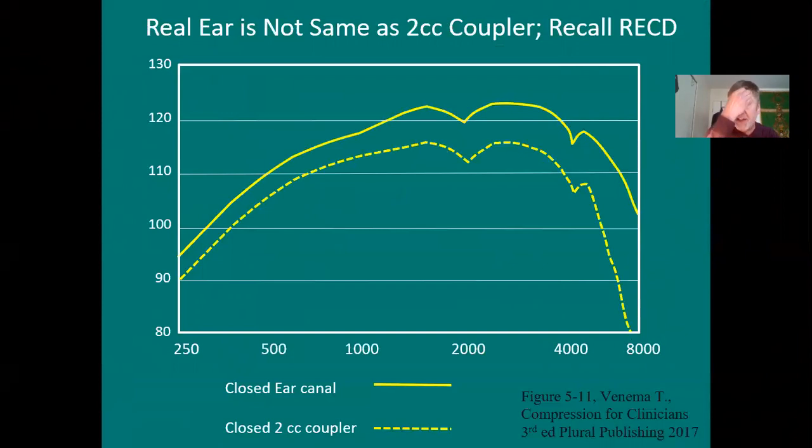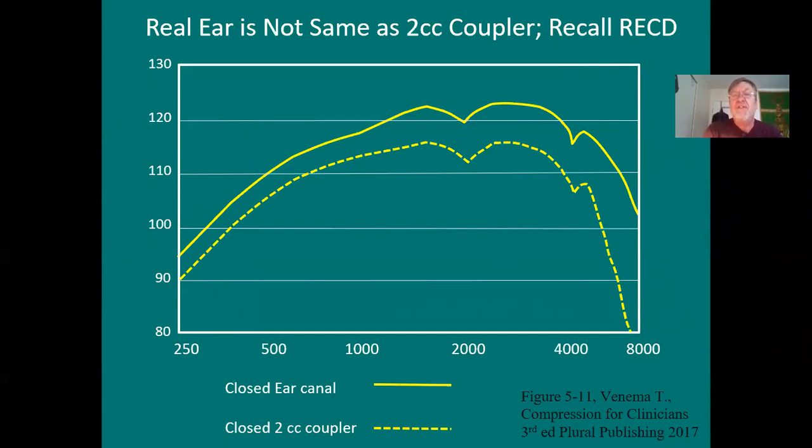When we looked at ANSI testing, we said, oh, they have a 2cc coupler. And the real ear, when it's closed by a hearing aid stuck in it, well, the volume of air is smaller than a 2cc coupler, right? And a lot of people got this one wrong on the midterm. I don't know why, but the 2cc coupler is going to be the dashed curve here. This is a frequency response, a fictitious frequency response in a 2cc coupler. I made it up, okay?